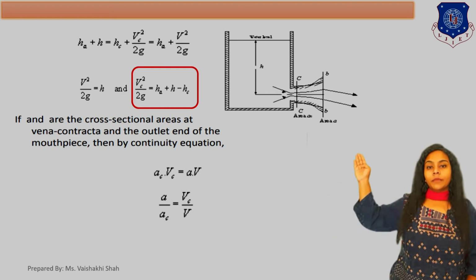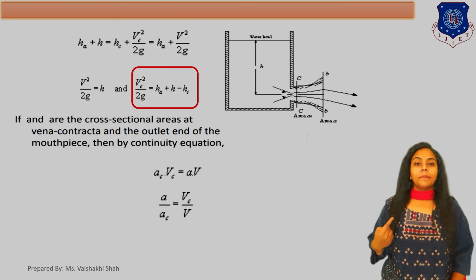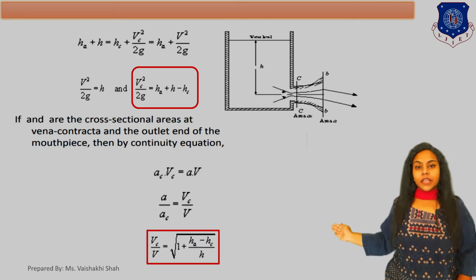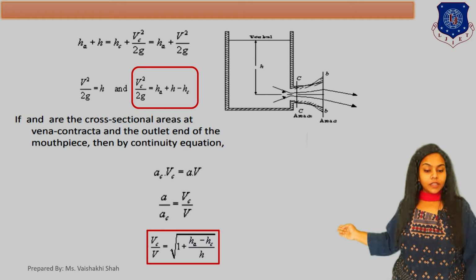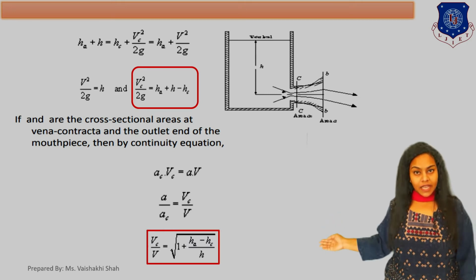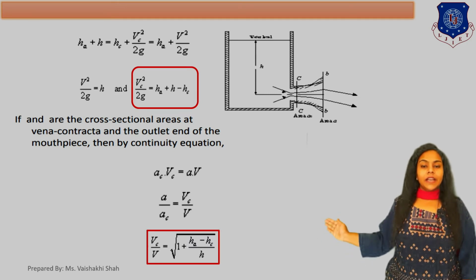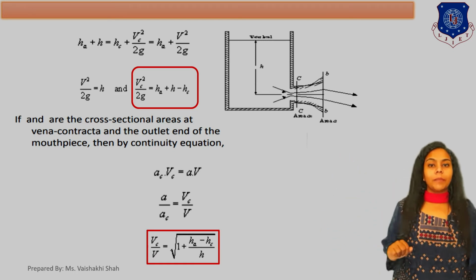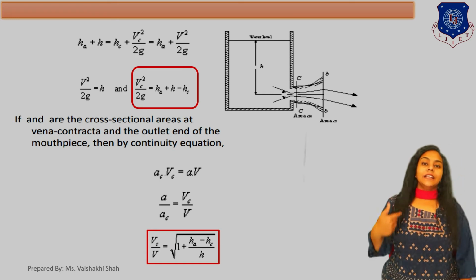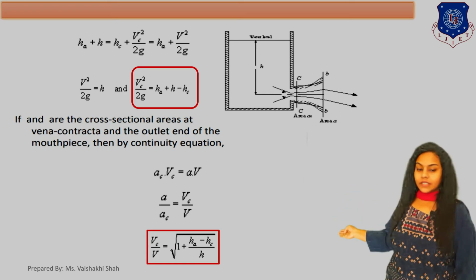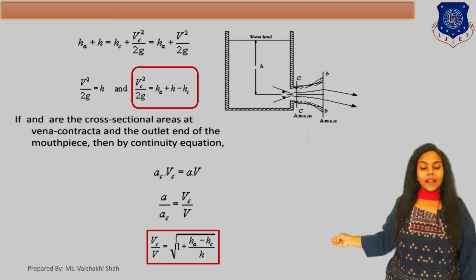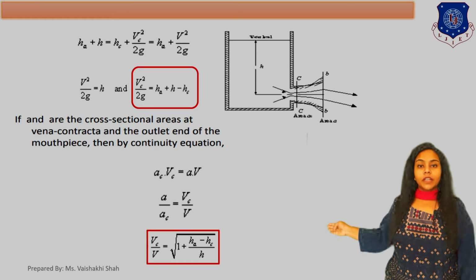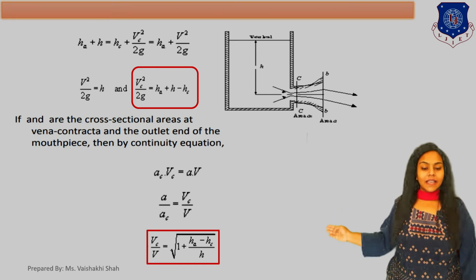Now from this equation, if you make Vc the subject, then Vc by V becomes under root 1 plus HA minus HC divided by H. So the equation of Vc becomes this: Vc by V equals under root 1 plus HA minus HC upon H.